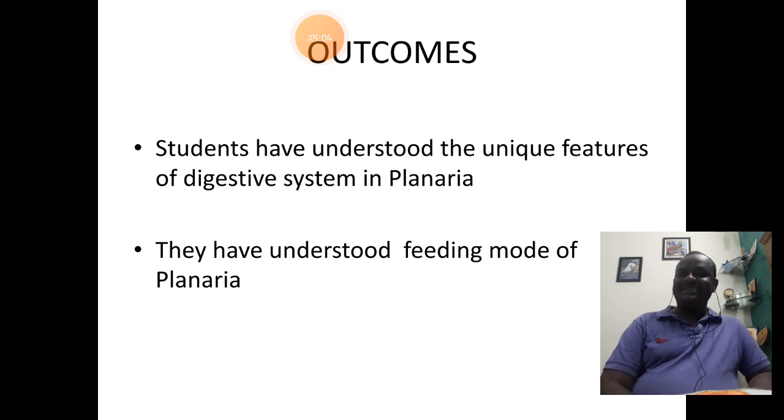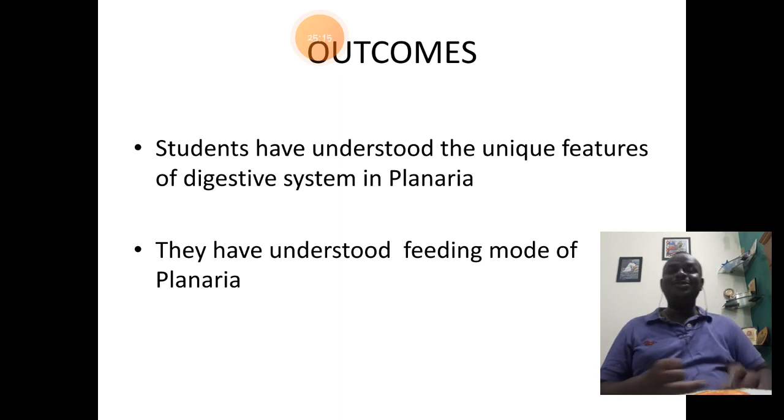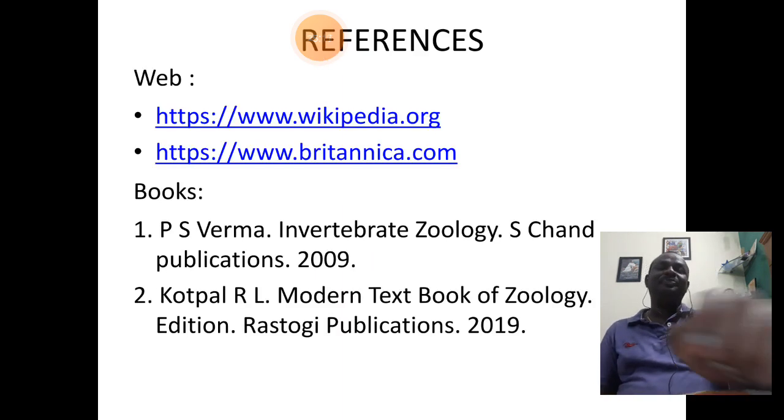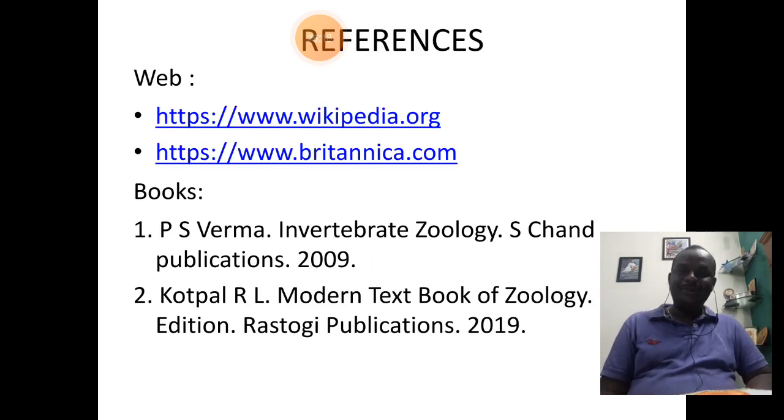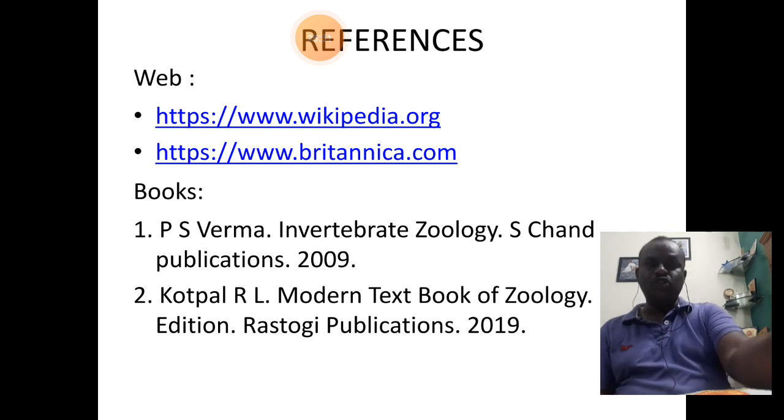Well, students, the outcome of this session is we have understood the unique features related to the digestive system of Planaria and physiology of feeding related to Planaria. The references include web references like Wikipedia and Britannica. Textbooks include Invertebrate Zoology by Verma and Modern Textbook of Zoology by Kotpal.